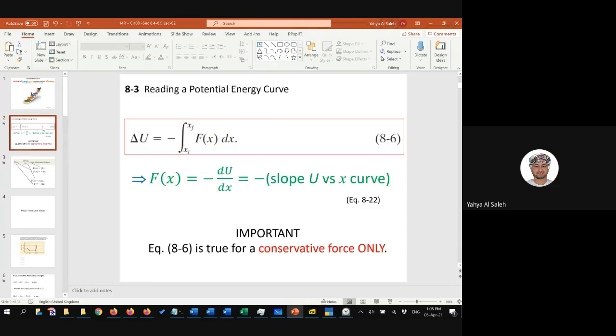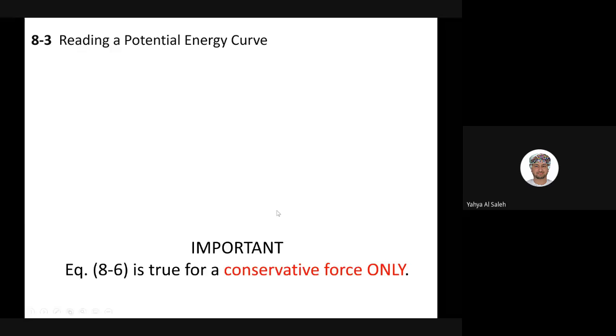So we finished up until 8.5. Now we go back to 8.3. This is a bit mathematical, so I left it to the end. Okay. Reading a potential energy curve.